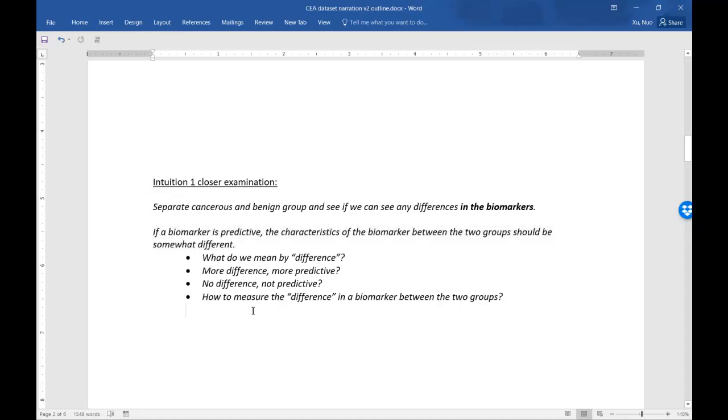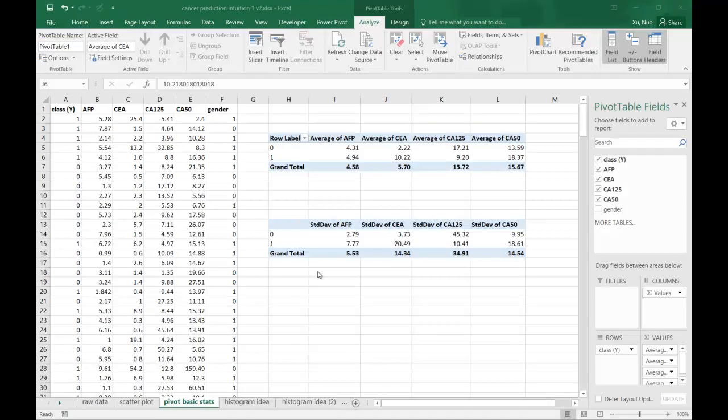But we need to ask ourselves, what do we mean by difference? Does it mean if there is more difference in a biomarker, then that biomarker would be more predictive? And if there's no difference, then it's not predictive. Further, how do we measure the difference quantitatively in the biomarker between the two groups? The first thing that would cross your mind to try is to calculate some basic statistics, such as average or standard deviation for each group. So here I use a pivot table to produce these results.